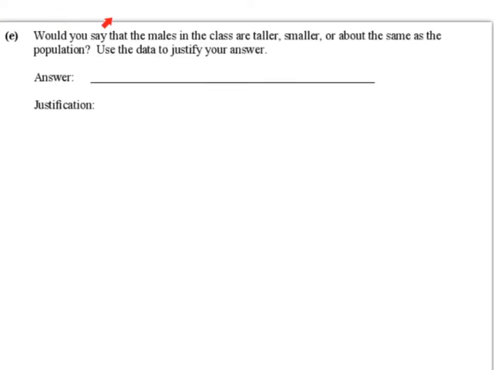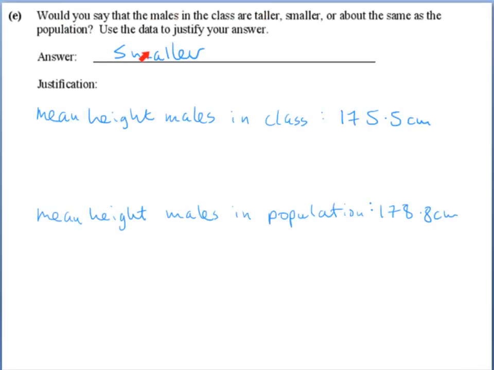E. Would you say that the males in the class are taller, smaller, or about the same as the population? Use the data to justify your answer. And the answer would be smaller. The mean height of the males in the class is 175.5 centimetres. This would have been got in a previous question, as this is only Part C of the question. But the mean height of the males in the population is 178.8 centimetres. This was given to us in Part C.